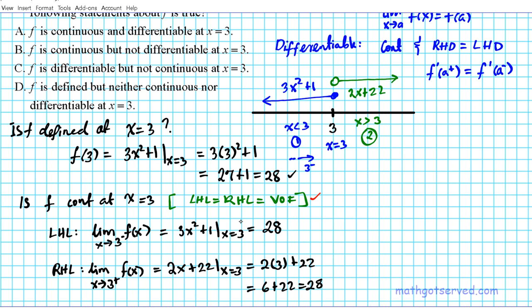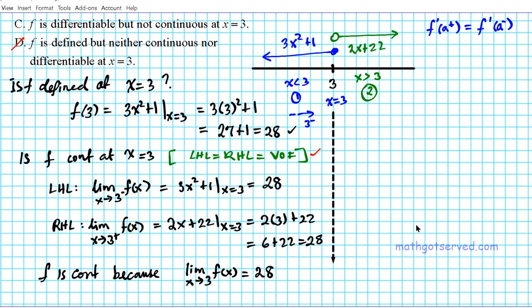Let's see, can we eliminate any here? Yeah, we can eliminate option D because it says it's neither continuous nor differentiable. So the next question we want to ask is the question of differentiability. All right, is the function differentiable? We've already established continuity, so that's good. So we're just going to focus our attention on the left and right hand derivatives.